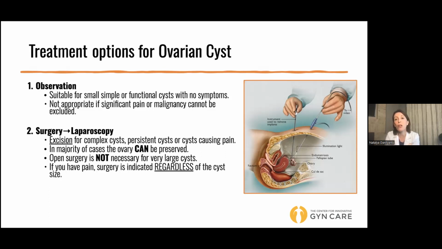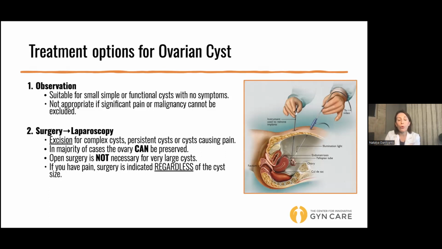If it's a small, simple cyst, so let's say you have a cyst that's persistent, you get an ultrasound and it shows a 2 or 3 centimeter cyst, and then you get another ultrasound in 3 months and it's still there and it's still the same size. I mean, you could leave it. If it's small, if it's simple, if it's not increasing in size, if it's not causing pain, that's fine, right? So you don't need to do anything.